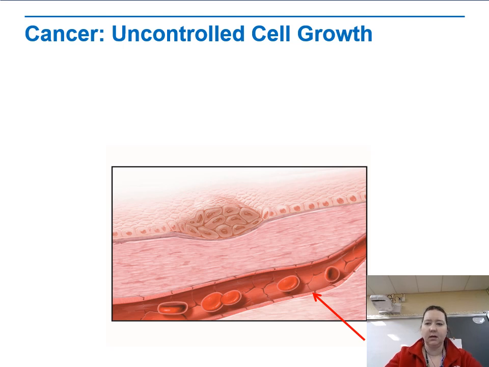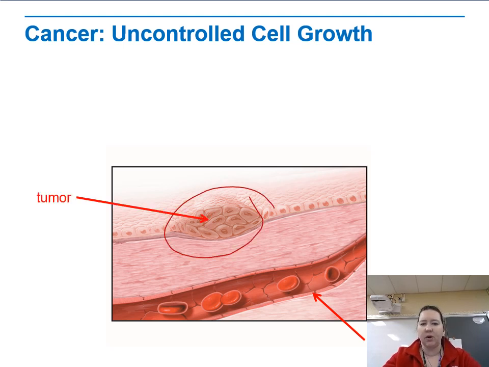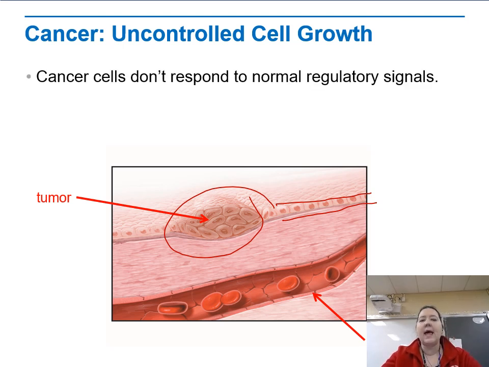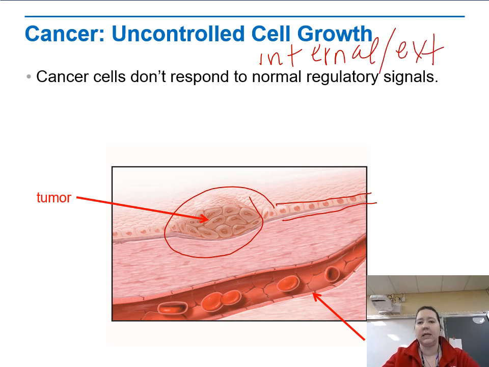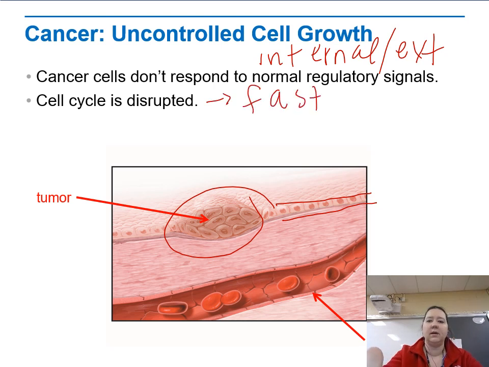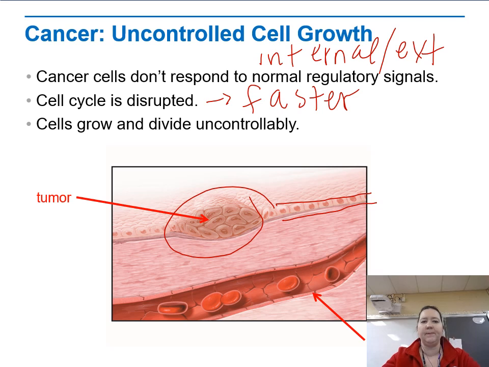And what happens here is that you see this tumor growing. The cells are supposed to be a nice flat sheet of cells, but these cells actually end up bunching up and creating that tumor. That cancer isn't responding to the normal regulatory signals, either internal or external. It's not responding to any of those cell cycle controls. The cell cycle is disrupted, so it's going faster. We're growing cells faster than we're supposed to, and they grow and divide uncontrollably to create tumors.